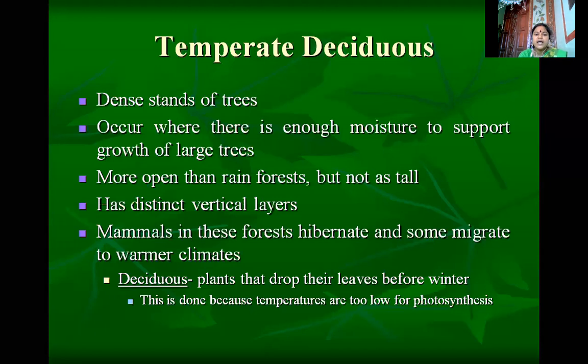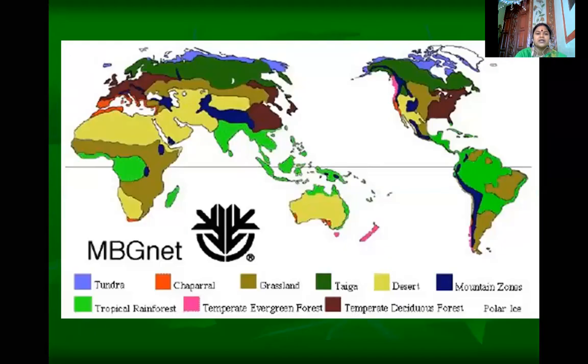Then deciduous plants drop their leaves before winter, and this is done because temperatures are too low for photosynthesis. Because it is a very dense forest there will be low light, so that we could see a slow process of photosynthesis.